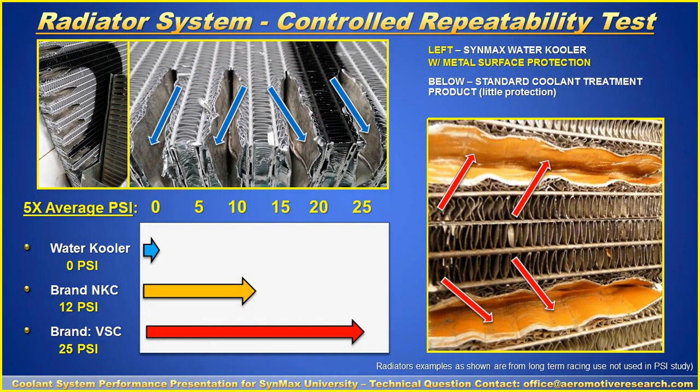Again, these are simulated pictures, and this is what happens. All right. On the left, the metal. You can have metal that's clean, or you can have metal that's rusted and contaminated. Again, the Water Kooler product provided 0 system pressure. The other brand name products created 12 and 25 pounds of standing pressure from the 5-time repeatability study at 200 degrees.